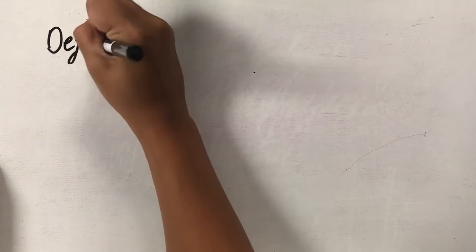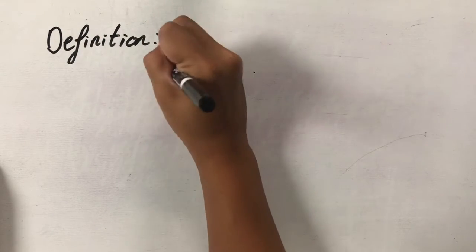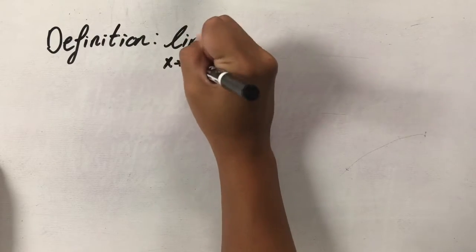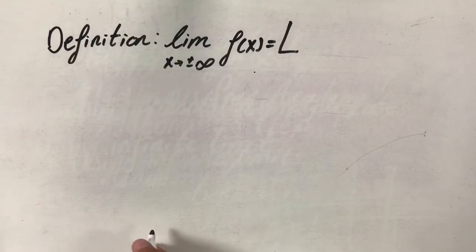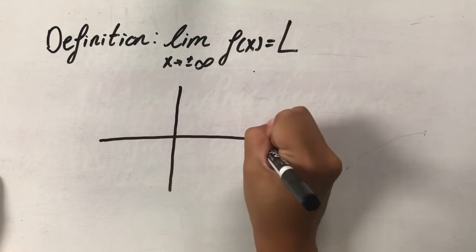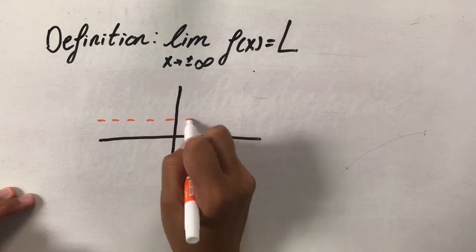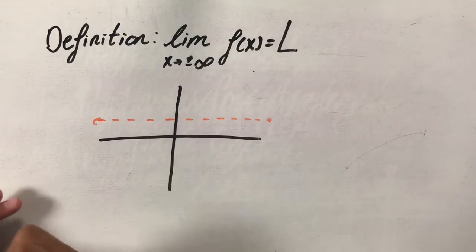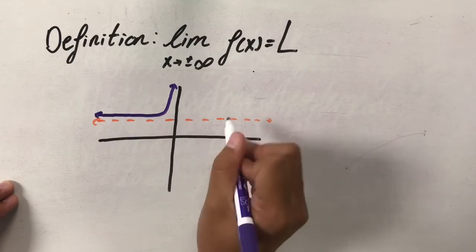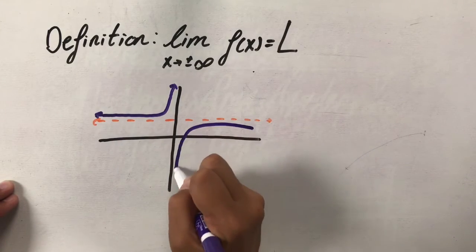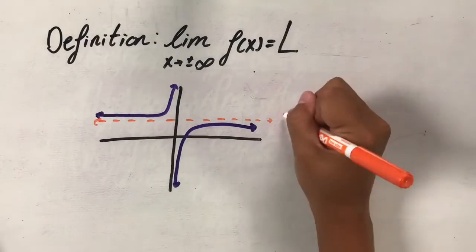Horizontal asymptotes are horizontal lines on the graph which our function approaches. The definition of one would be as the limit as x approaches positive or negative infinity, f of x would equal the limit. In our graph below, the dotted orange line is our horizontal asymptote, and the purple lines would be our limit. With horizontal asymptotes, the limit approaches very closely to the asymptote.